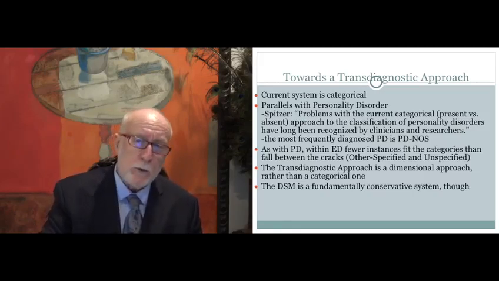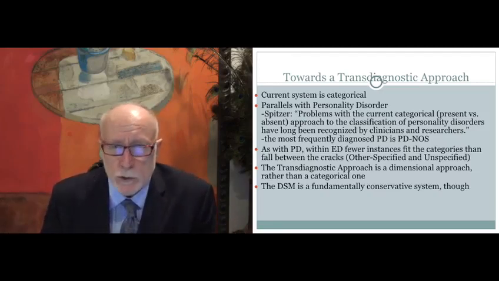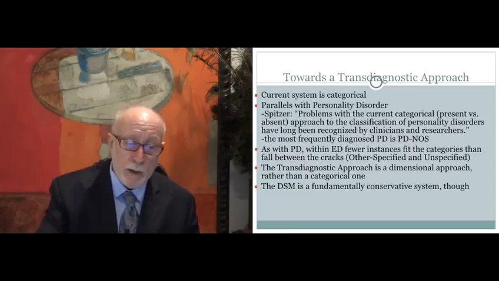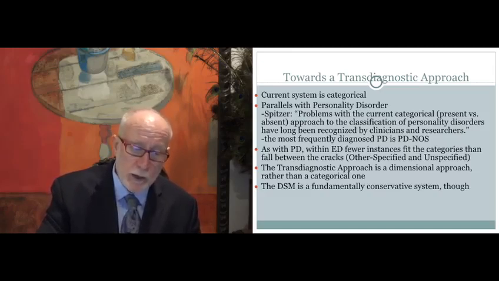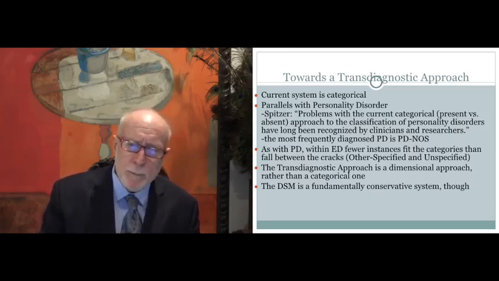the categories. So those two categories, the personality disorders and eating disorders, were under strong consideration, and have been for years, to be put on dimensions, which we'll talk about in just a second, rather than being categorical. As with personality disorders, within eating disorders there are fewer instances that fit the category than fall in between the cracks. A transdiagnostic approach is a dimensional approach rather than a categorical one, and what it does is identify a series of dimensions. Say in eating, it might be something like over-controlled versus under-controlled.